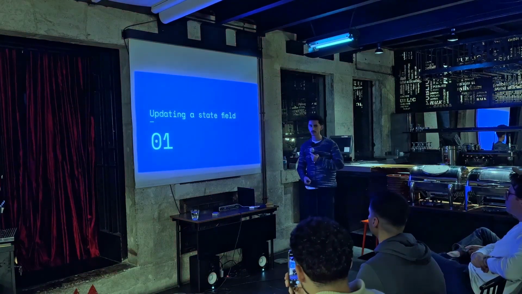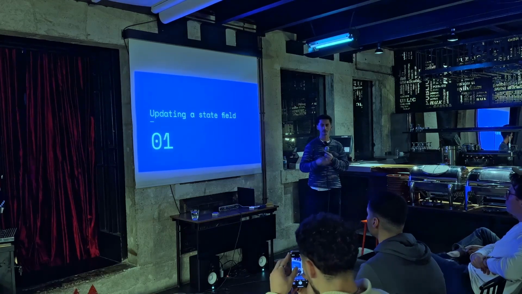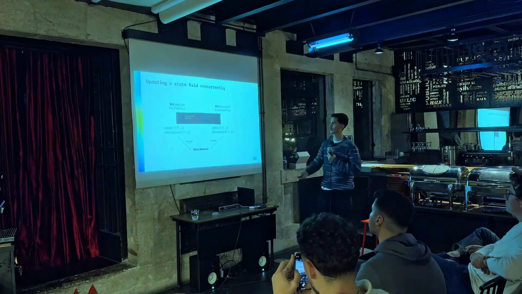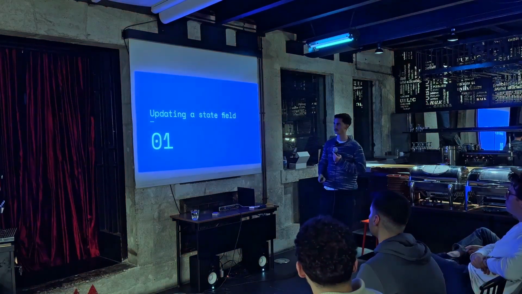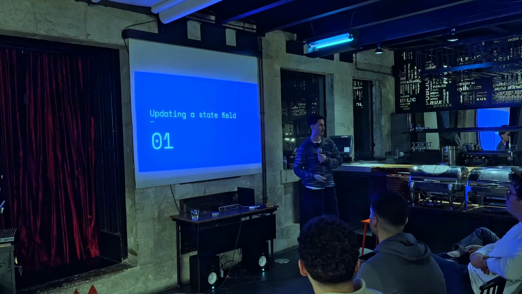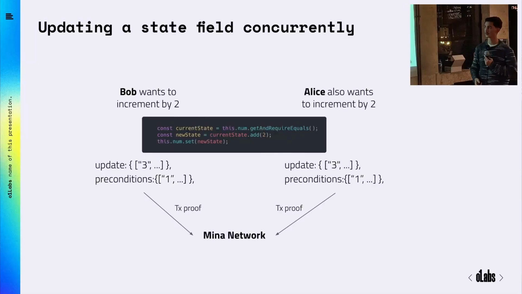So let's say we have a state field. We have a simple zkApp, and we want to update a state field. How do we do that? Basically, we can do that as in the previous example. But in a zkApp, there will be more than one user, so we need to update state fields concurrently. In this example, Bob and Alice want to increment the state field by 2. They run this same computation on their local machines. Then they prove this computation, and they send it to the Mina network as a proof.